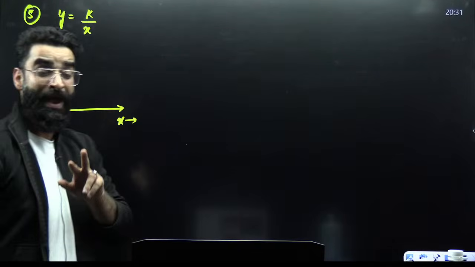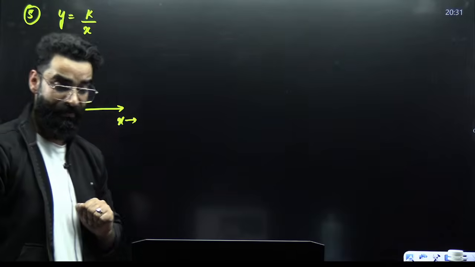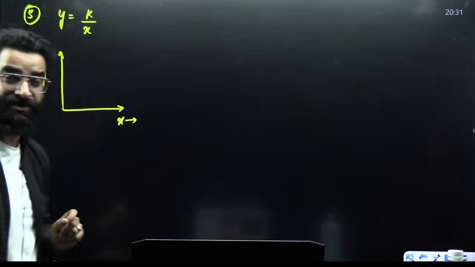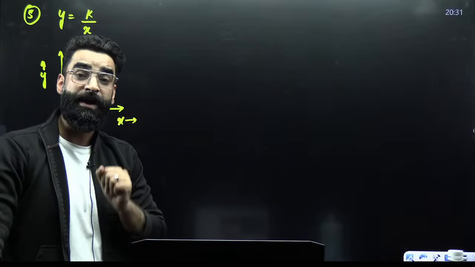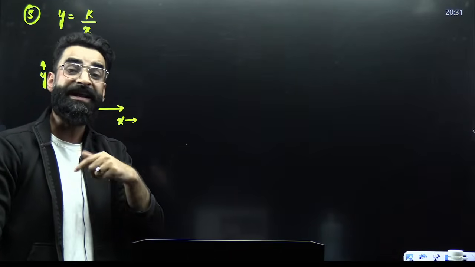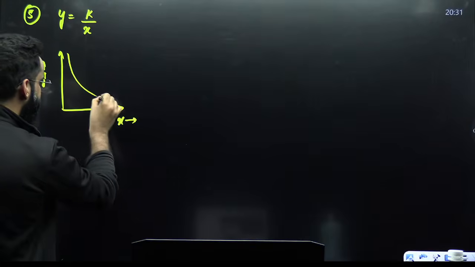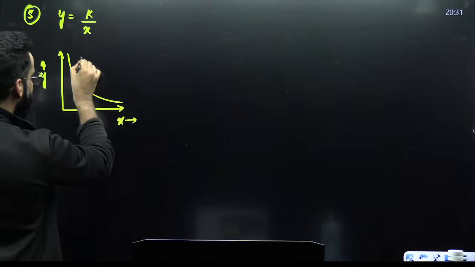My dear students, whenever you need to plot a graph between two variables which are inversely proportional to each other, the nature of the graph will be something like this. This is called a rectangular hyperbola.